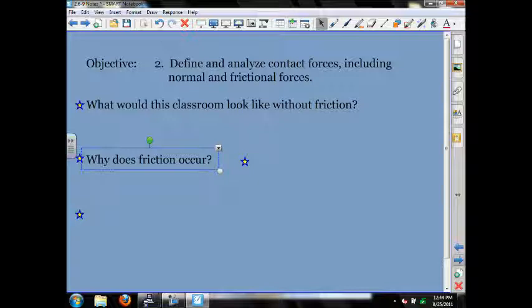Why does friction occur? Why does friction even exist? We just talked about how it's a good thing that friction exists. You wouldn't be able to walk without friction, because as I'm taking a step forward, by pushing that way, the force is pushing me in the direction I want to go. Why does this even happen to begin with?